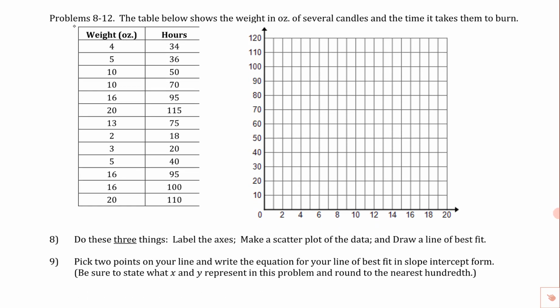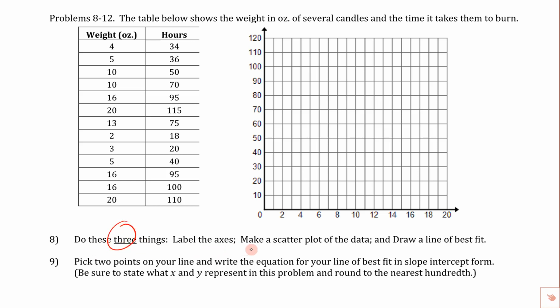Here's where it gets a little bit interesting on problems 8 through 12. It says the table shows the weight in ounces of several candles and the time it takes them to burn. So we've got a 4-ounce candle will burn for 34 hours, a 10-ounce candle will burn for 50 hours, a 10-ounce candle, a different one assuming, is 70 hours and so forth. So that's kind of interesting. And it says do these 3 things. So let's make sure that we do all 3 of these.